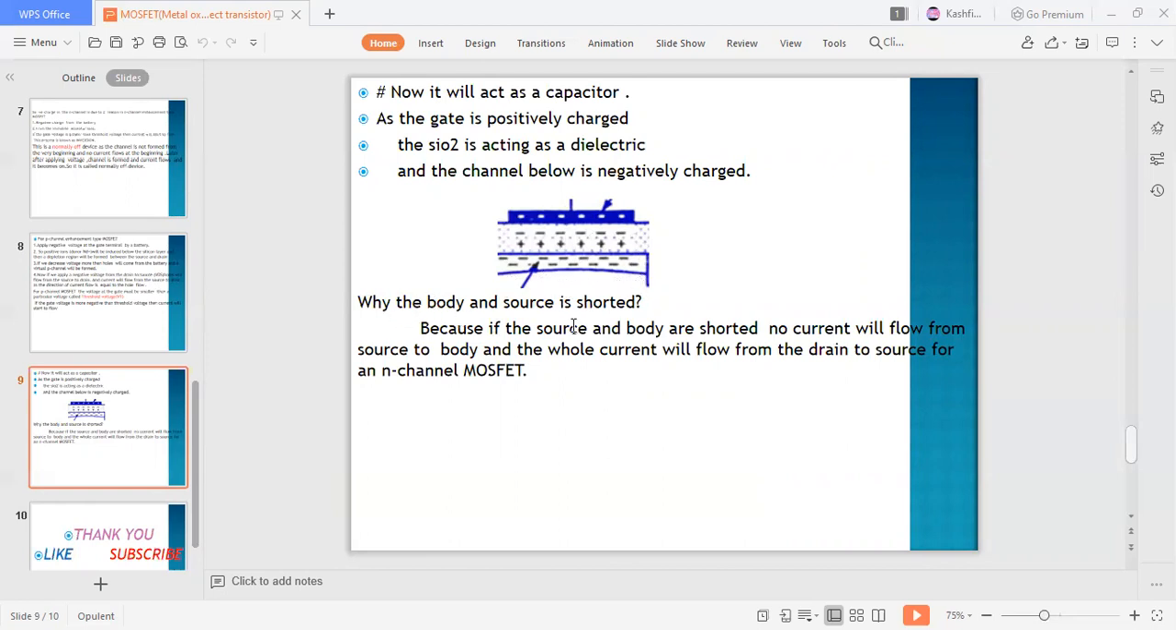Why are the body and source shorted? Because if the source and body are shorted, no current will flow from the source to body and the whole current will flow from the drain to source for an n-channel MOSFET. That's why the body and source are shorted.